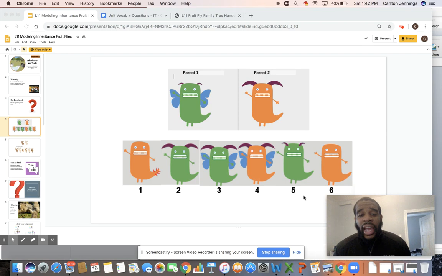Number four has large horns, large butterfly wings, and orange. It can also be an offspring because it can get orange from dad, wings from mom, and big horns from dad. Number five is green from mom, with little horns from mom, so it can be an offspring. Number six has no horns and no wings, so it really can't be an offspring, because both mom and dad have horns.